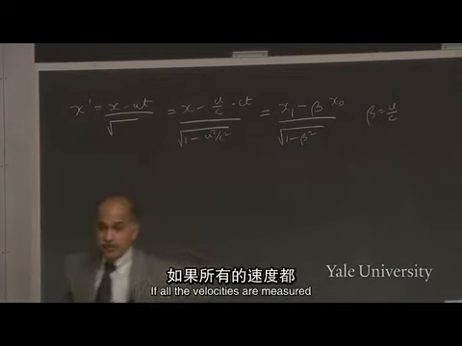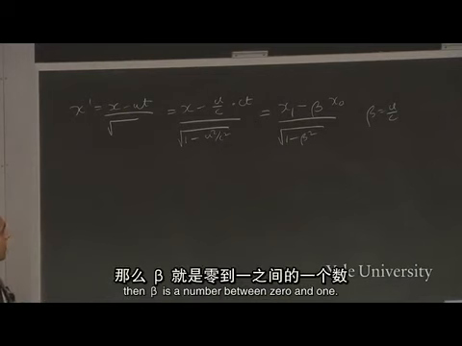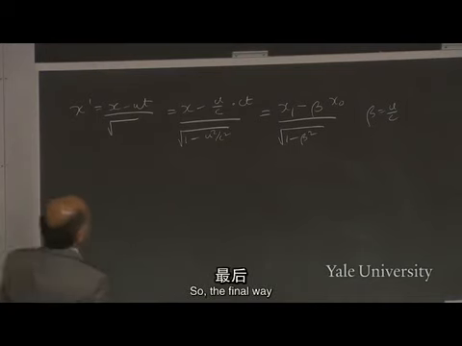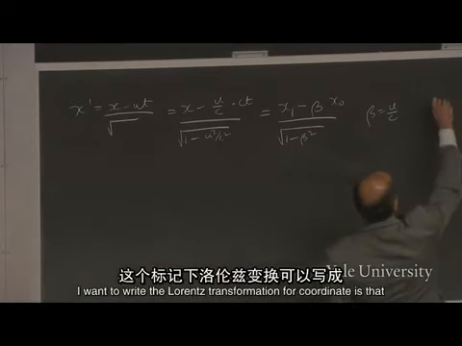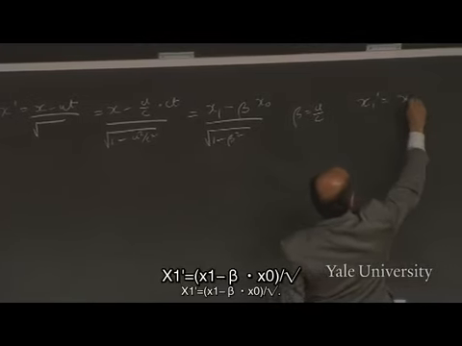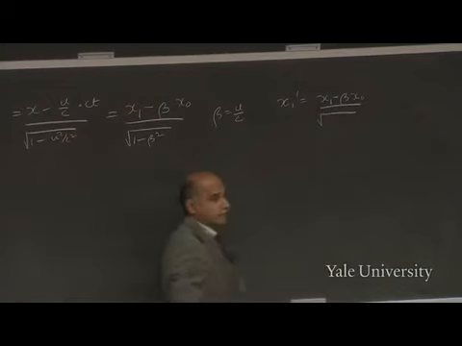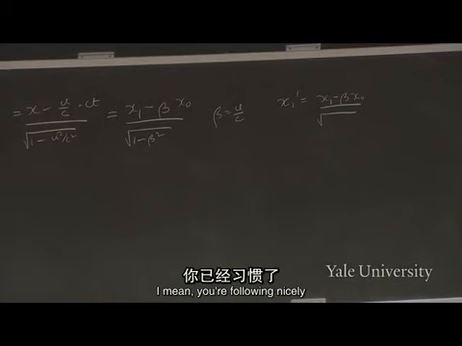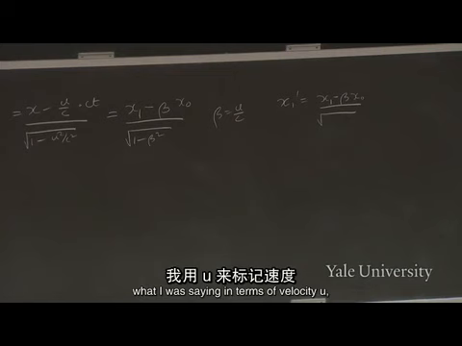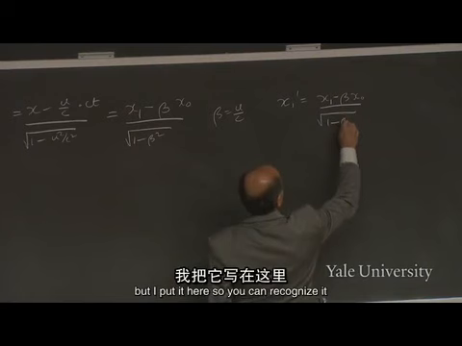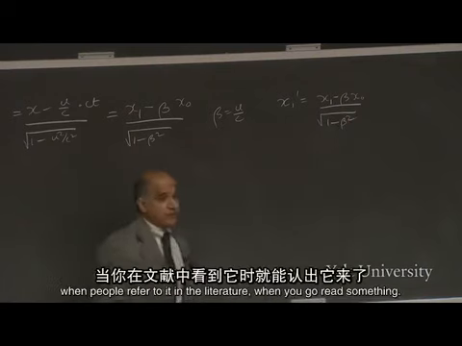If all velocities are measured as a fraction of the velocity of light, then beta is a number between 0 and 1. So the way I want to write the Lorentz transformation for coordinates is that x1 prime is x1 minus beta times x0 divided by the square root. So you have to get used to this beta. I mean, you're following nicely what I was saying in terms of velocity u, but you have to get used to this beta. We won't use it a whole lot, but I put it here so you can recognize it when people refer to it in the literature, if you go read something.